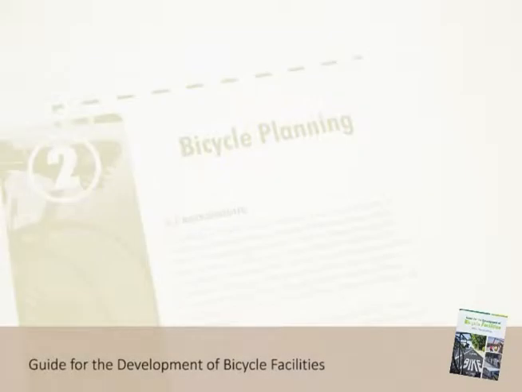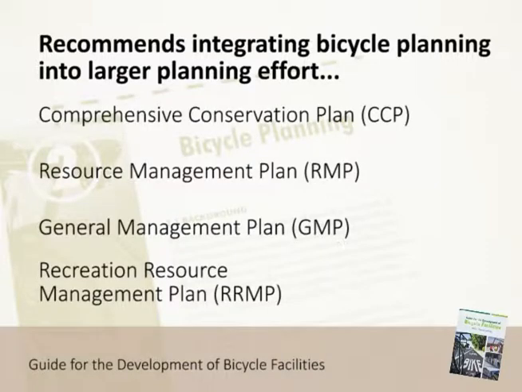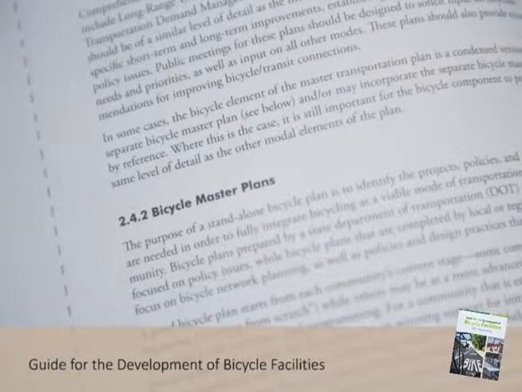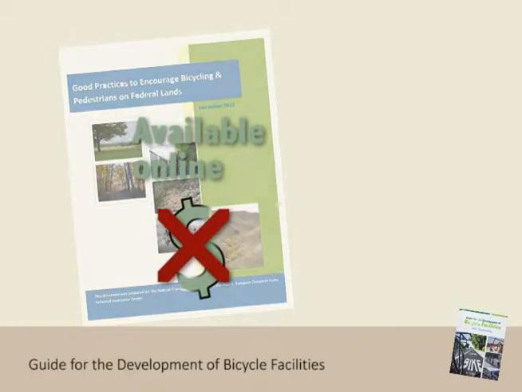The guide recommends that planning for bicycling be integrated into a larger planning effort. From a federal land manager's perspective, this means integrating planning for bicycling and pedestrians into the Comprehensive Conservation Plan, Resource Management Plan, General Management Plan, or Recreation Resource Management Plan. In Chapter 2.42, there's also discussion about typical planning activities. You may also want to consider TRIPTAC's online training and best practices manual on good practices to encourage bicycling and pedestrians on federal lands.